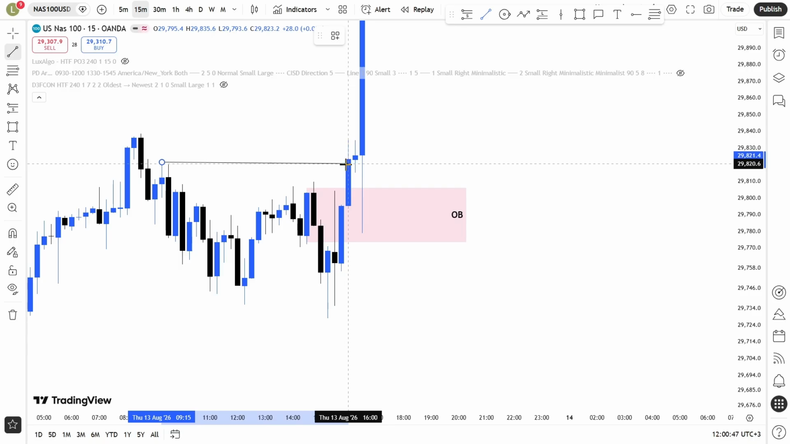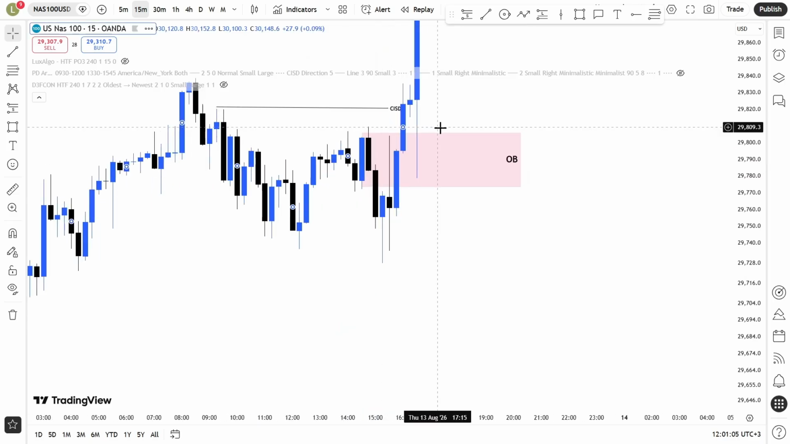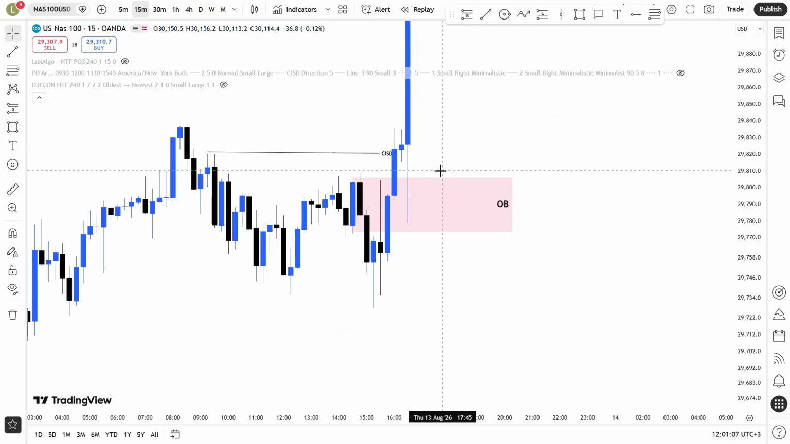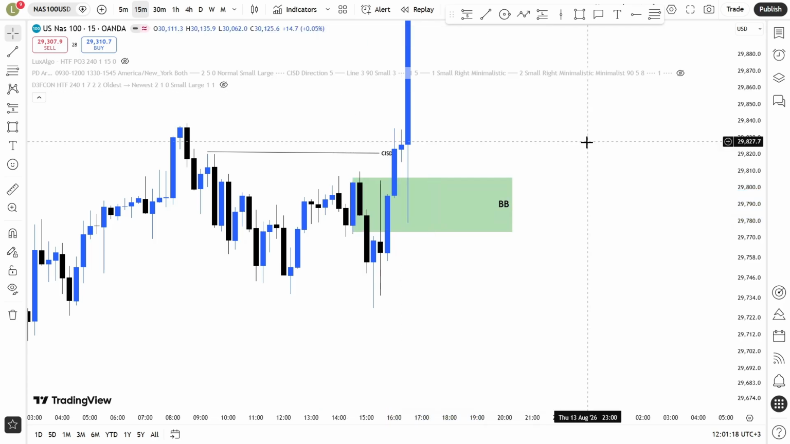A body closure. Remember we said for break of structure you want to see a body closure. Or CISD. It prints for us the CISD here, changing state of delivery from bearish side to bullish side. What happens? We close above it. Price comes back and retraces. Now this turns from being an order block to a breaker block.